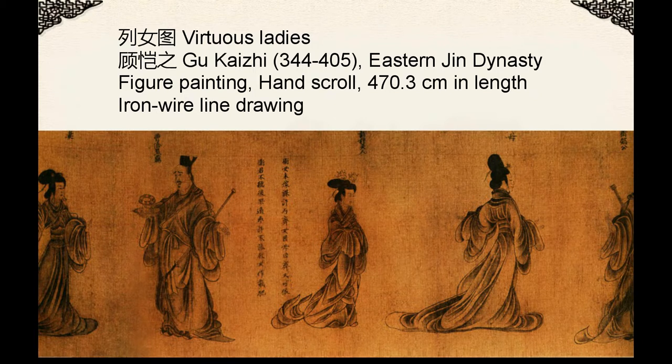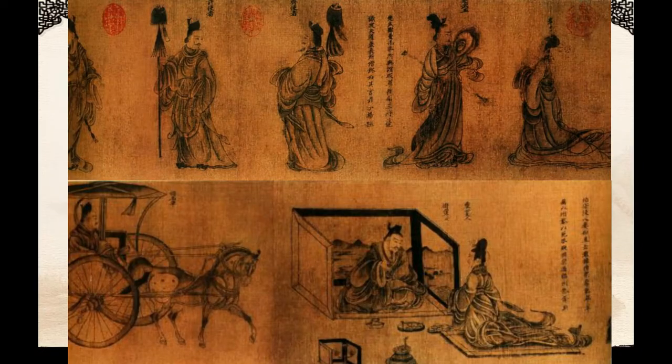Gu Kaizhi used iron wire line drawing. The line has no change in thickness, like iron wire, strong and vigorous. The dresses are flowing and fluid. Chinese graphic art largely depends on lines and brush strokes. The lines and strokes are meticulous, detailed, elegant, and graceful.